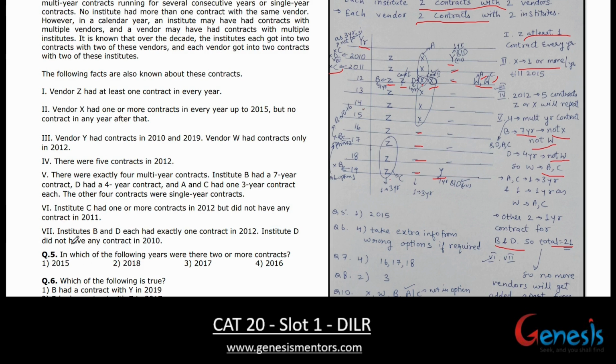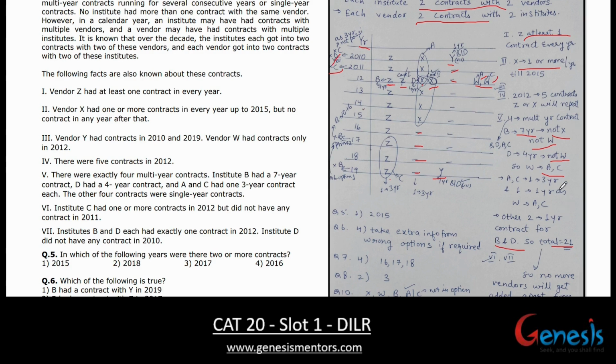Now, the seventh condition, Institutes B and D each had exactly one contract, which we have seen. Institute D did not have any contract in 2010. D is not there in 2010, right? D is not there in 2010.